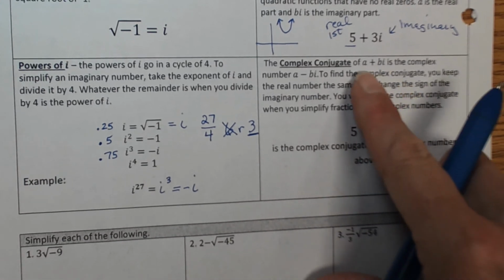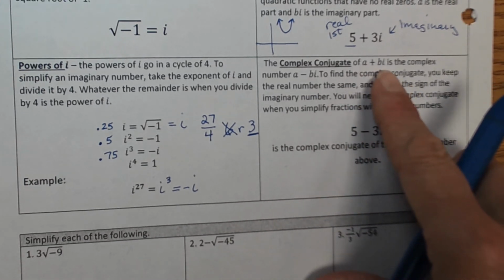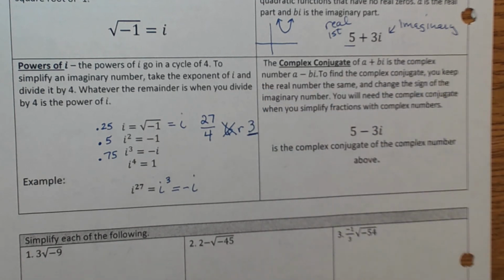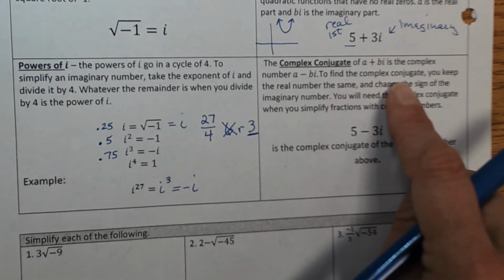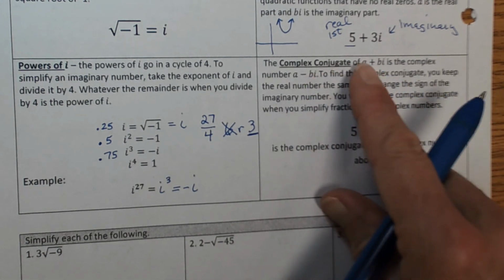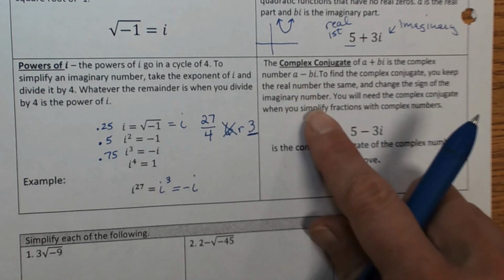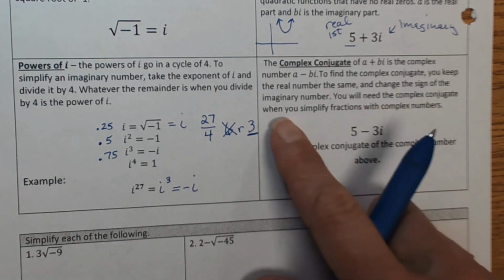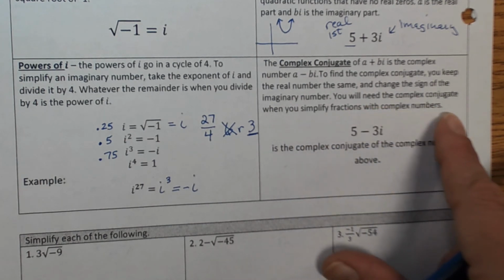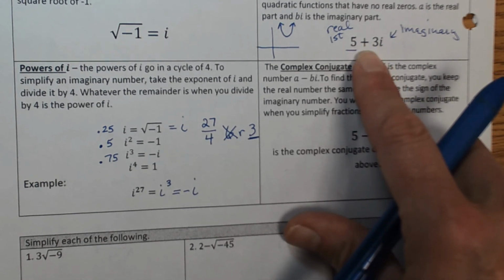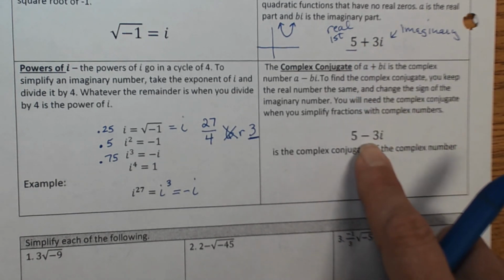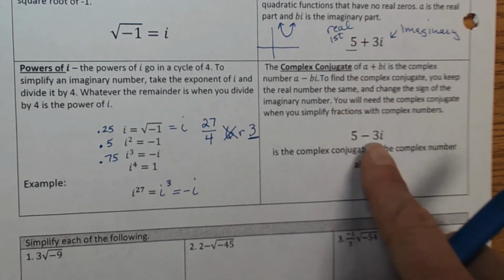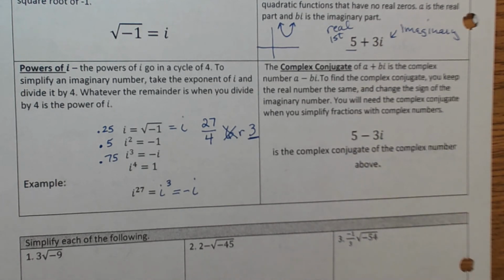All right, now the other thing that you're going to need to know is about a complex conjugate. If we have a complex number, a plus bi, then the complex number a minus bi is the complex conjugate. Notice to find the complex conjugate, you keep the real number the same. Nothing about the real number, the a, changed, but you change the sign of the imaginary part. You will need complex conjugates when you simplify fractions with complex numbers. So we have this number up here, 5 plus 3i, so the complex conjugate would be 5 minus 3i. Again, notice the 5, the real part, didn't change, but I changed the sign on the imaginary part.